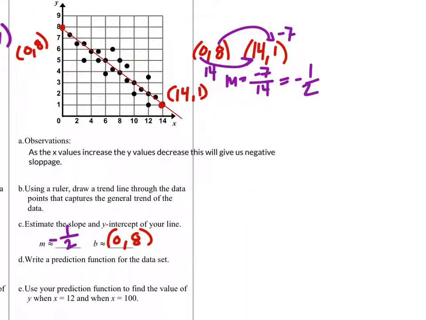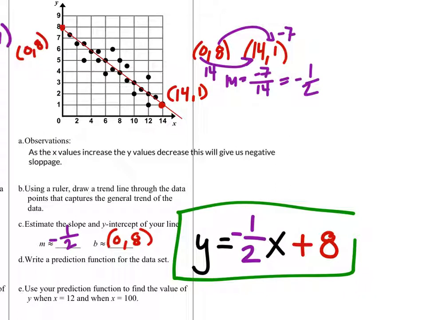Let's write our prediction function for the data set. And we have it set up pretty good. So our prediction function, we have a slope. The slope that I have is negative 1/2. And then my Y-intercept is at 0.8. Bam, there's my prediction function.